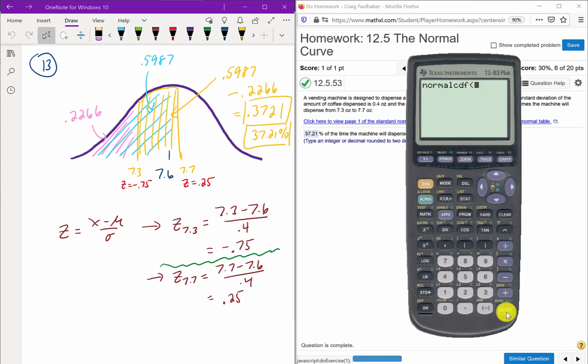And whether you have the old school calculator like me or a new one, the first thing you're going to enter is the lower limit of this interval that we're looking for. We're looking for the amount of data between 7.3 and 7.7. So our lower limit is going to be 7.3.